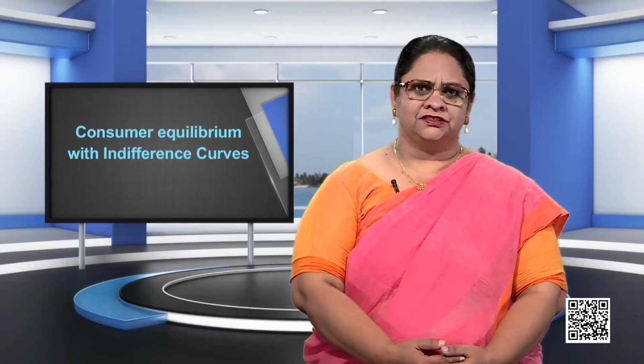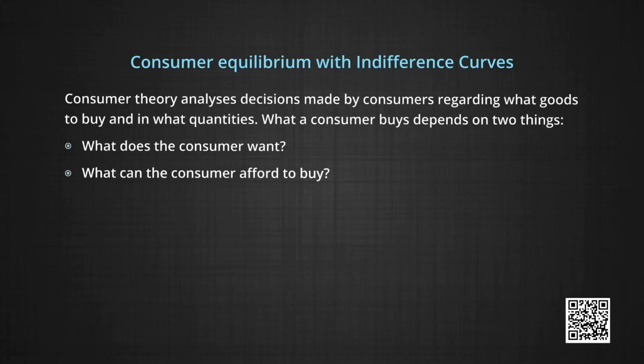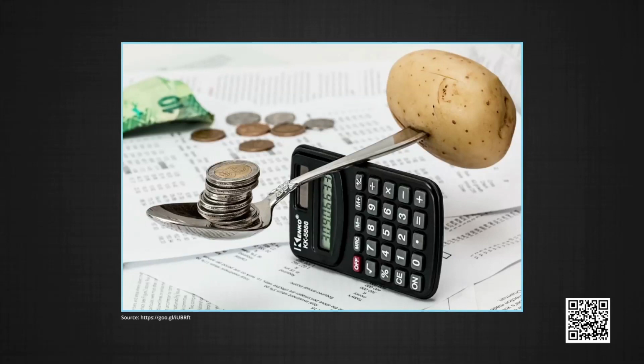As already mentioned, consumer theory analyzes decisions made by consumers regarding what goods to buy and in what quantities. What a consumer buys depends on two things: what does the consumer want and what can the consumer afford to buy. Let us examine the second question first. What are the combinations of goods that the consumer can afford to buy?